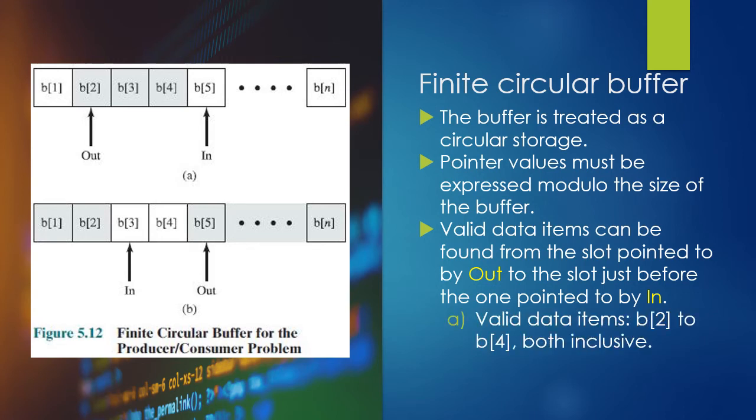In figure 5.12a, valid data items can be found from B2 to B4, both inclusive. In figure 5.12b, valid data items can be found from B5 to B2, both inclusive.